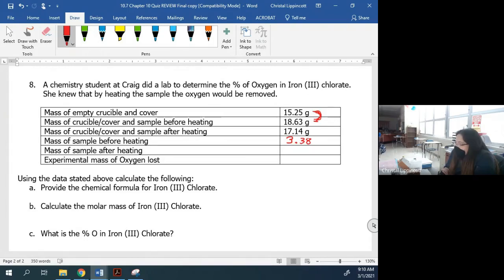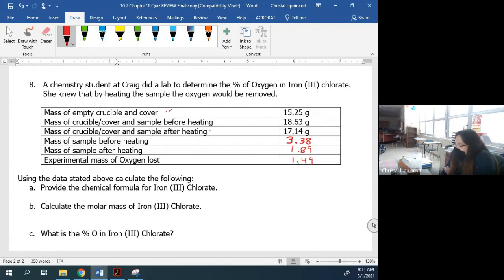Okay, mass of the sample after heating. So now I need to take my crucible and subtract this from this value. When I do that, I get 1.89. Since the oxygen is removed when it's heated, the difference between these then is the mass of the oxygen. So that is 1.49. Does that make sense?